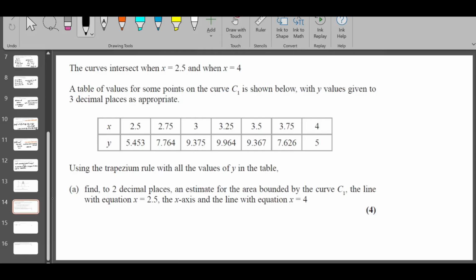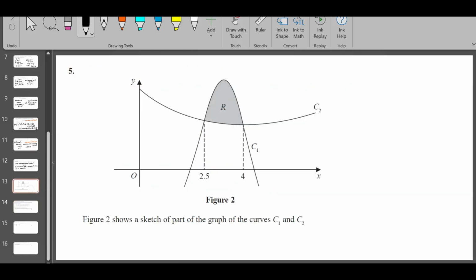Use the trapezium rule with all the y values to find, to two decimal places, the estimate of the area bounded by the curve and the two lines. Basically, they want you to find this whole area using the trapezium rule, not just the shaded region R.